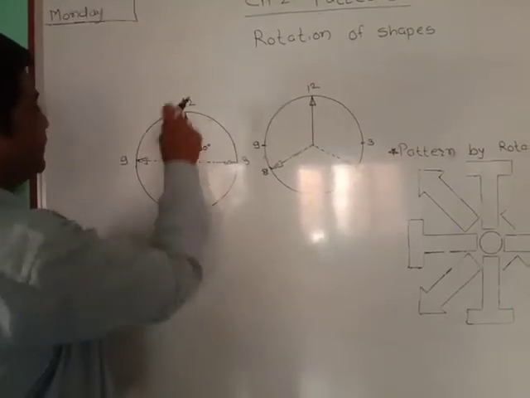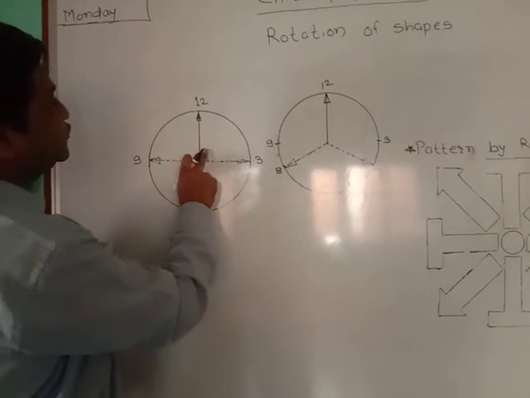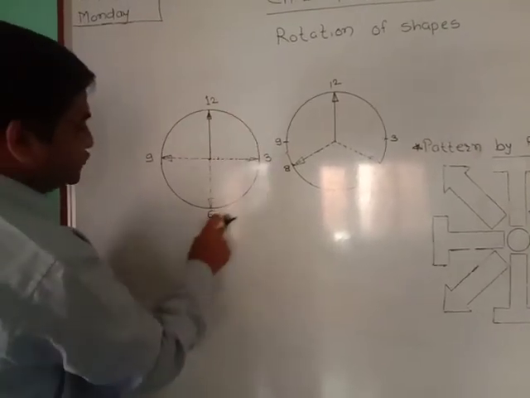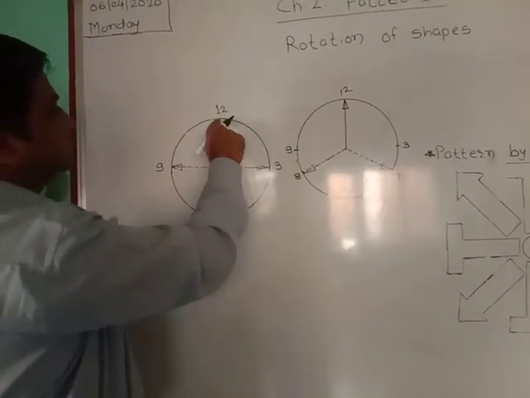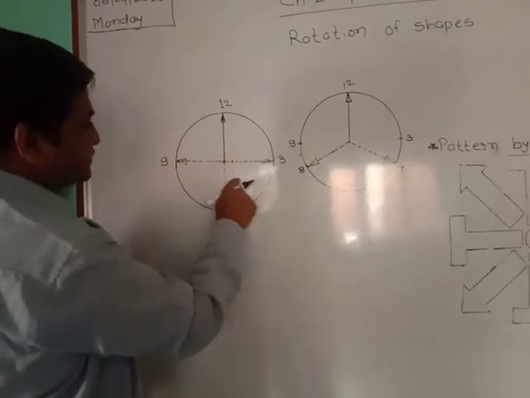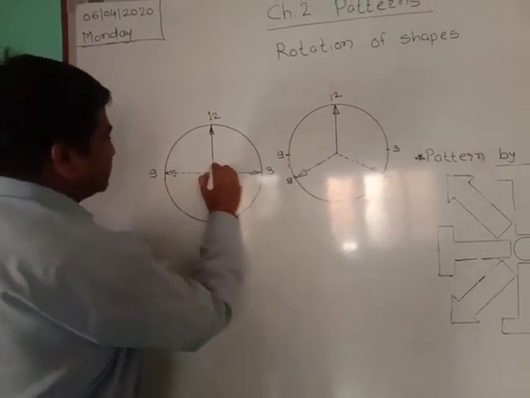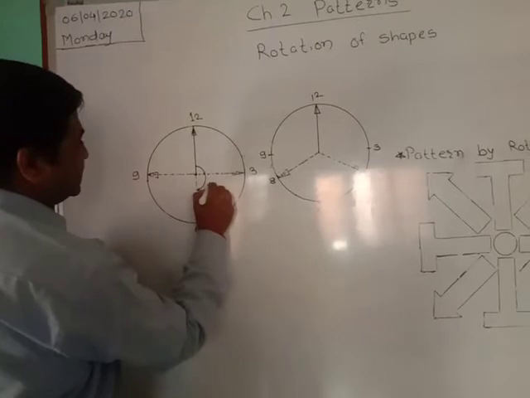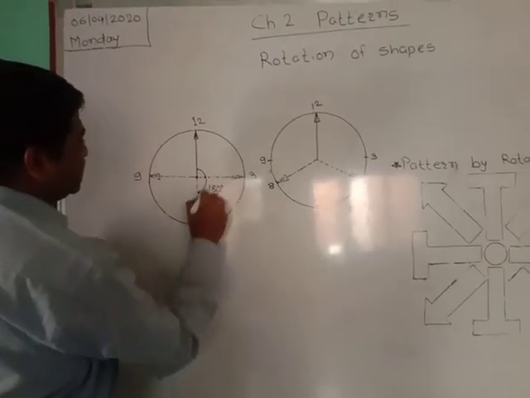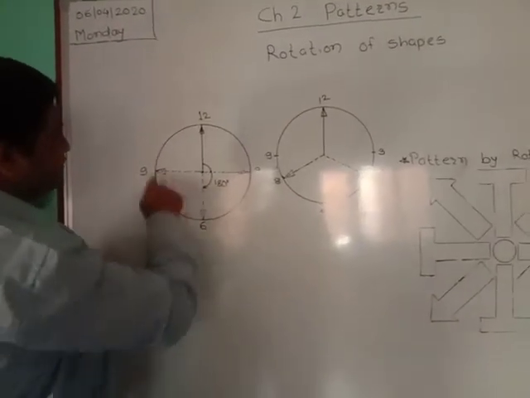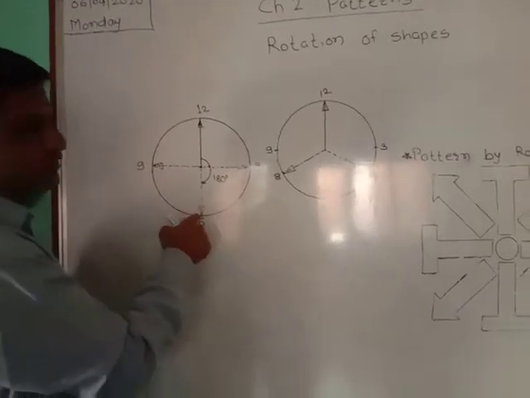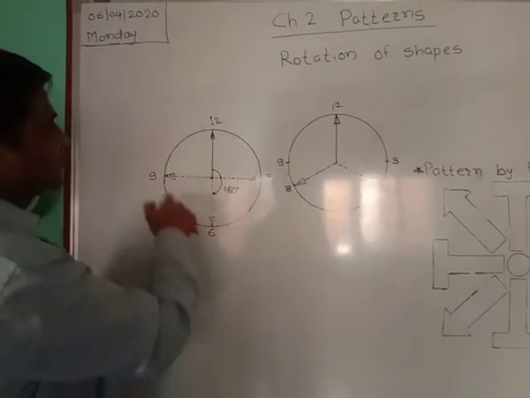Suppose the hand of a clock moves from 12 to 6. So this angle, you can see, is a straight angle. This total angle is 180 degrees, and you can see that this is half of a circle, known as a half turn or half of a rotation.